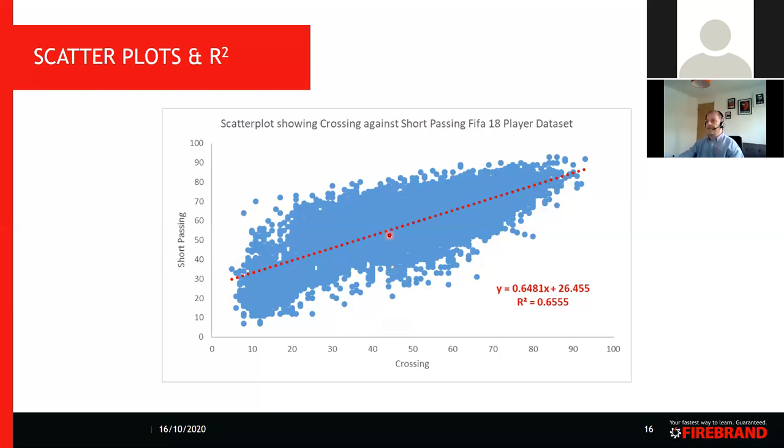So the data fits the trend line pretty well, but the R squared value turns out not to be a measure of correlation. So it isn't a specific measure of correlation. It's just a measure of goodness of fit.